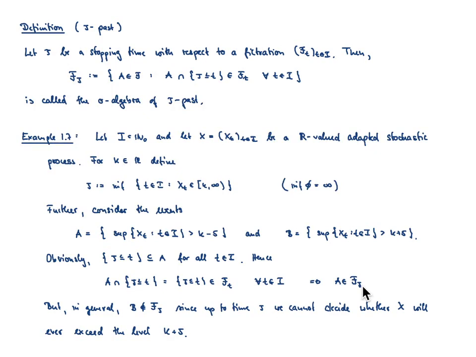On the other hand, the event B is in general not contained in the sigma algebra of tau past. Why? Well, in order to decide if the process reaches a level which is k plus 5, when we only know that it has reached the level k, well, this depends on things which may happen in the future. And this we cannot decide given the information which is encoded in the sigma algebra F tau.